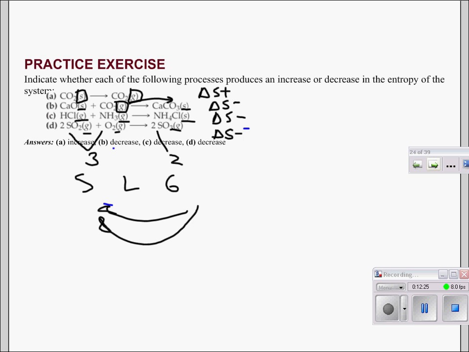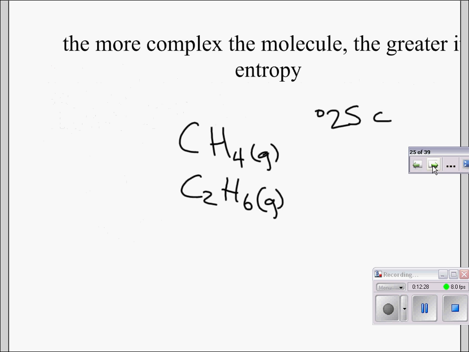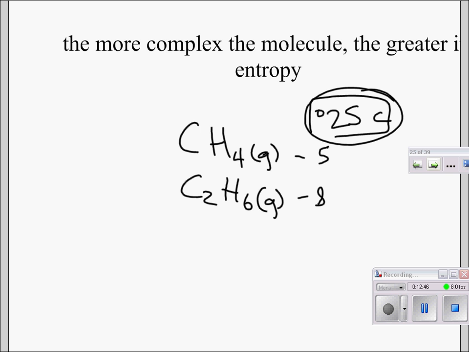The more complex the molecule, if you have 2 molecules that are at the exact same temperature, then how do you decide which one has more entropy? The more atoms that are in the molecule, basically the more disorganized it'll be, or the more spread out the energy will be. So out of these 2, this one has 5 atoms, this one has 8, and they're at the same temperature, they're both gases. Therefore, I would say C2H6 has a greater amount of entropy.